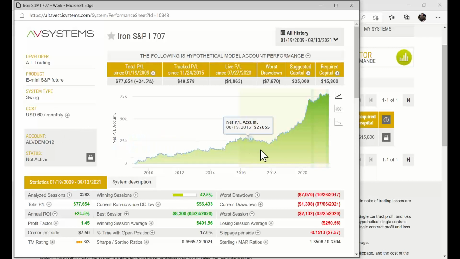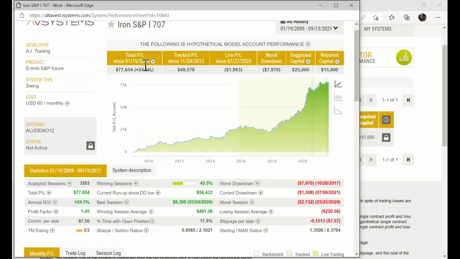And you'll see here's your performance graph. See the history of this particular system. And everything is also based off of the suggested capital amount. So that's what is needed for someone to have this system trading for them, the 25,000 in this case. And you'll see here the total profit and loss since 2009, and then the tracked P&L since it became part of the AV Systems platform, and then the live P&L. So it's in a small drawdown right now. You can see the worst drawdown.